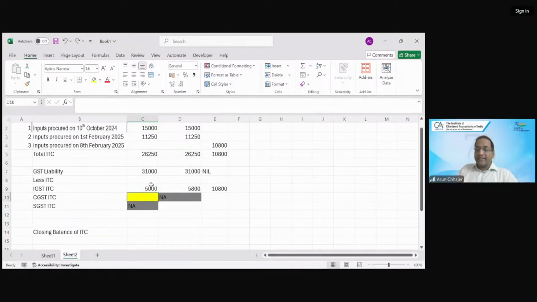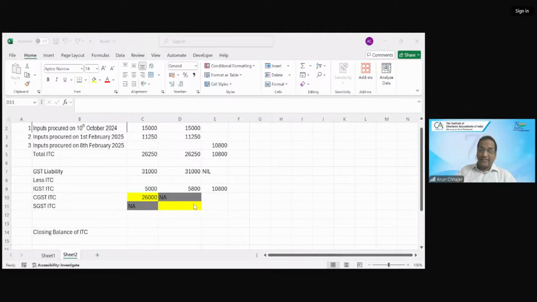So इस केस में मैं कितना लूंगा यहां से? मेरी रिक्वायरमेंट 31,000 है. 5,000 is taken from I. So balance 26 will be taken from C. Now in this case, how much amount I will take? In this case, how much amount I will take from SGST ka ITC?